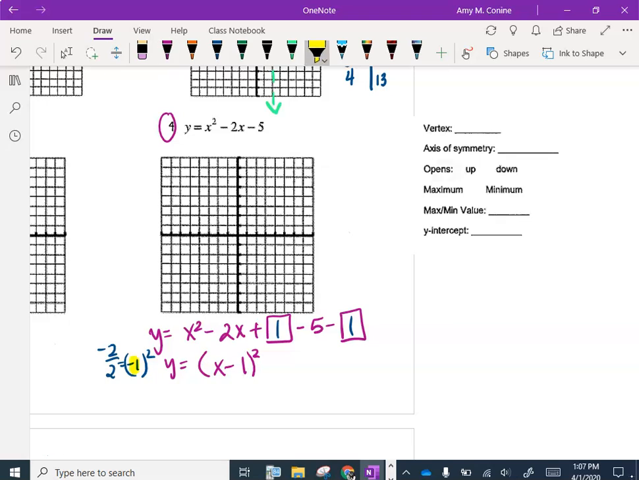If you remember, this b divided by 2 goes inside. And then we've got our minus 6. So this means, I'm just going to put it over here, my vertex is at negative 1, 6, which means my axis of symmetry is at negative 1. So if you did the opposite b over 2a, if you remember, opposite b would now be a positive 2, 2 times 1.